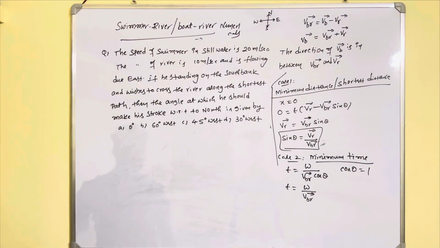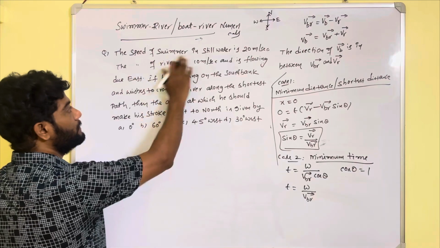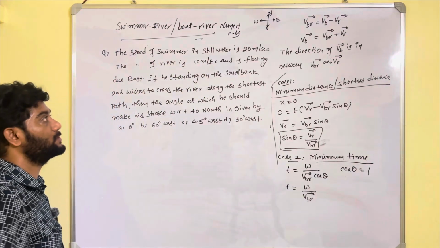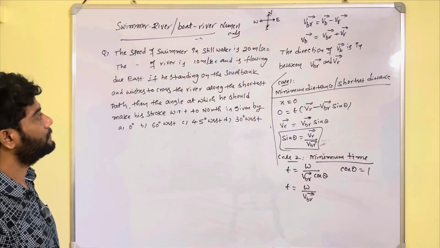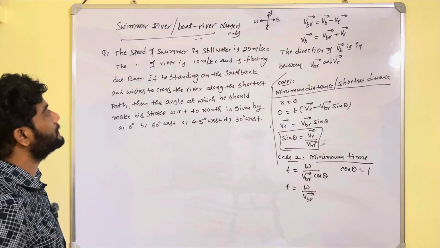Okay. Now asking the speed of the swimmer. In still water it is 20 meters per second, and the river is going at 10 meters per second. Everything is given or not? So here what is given?